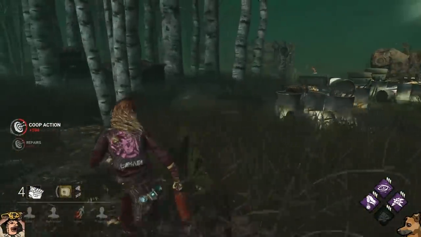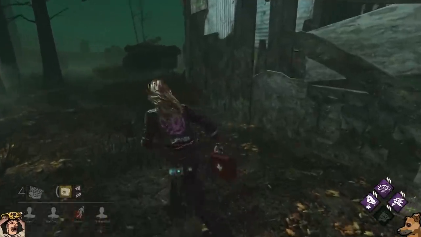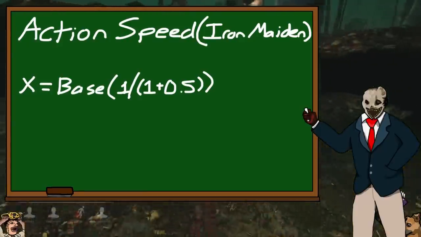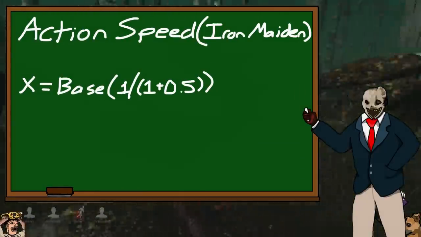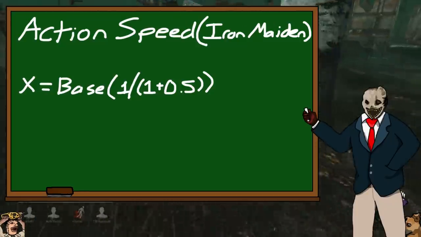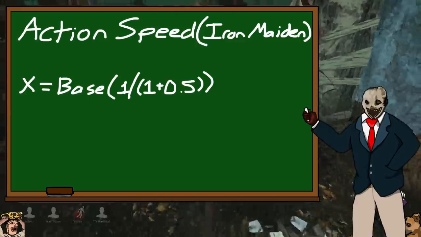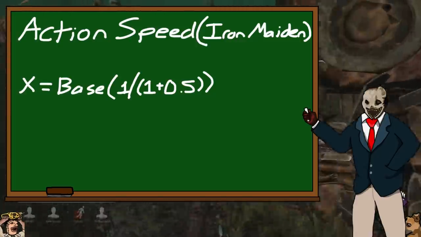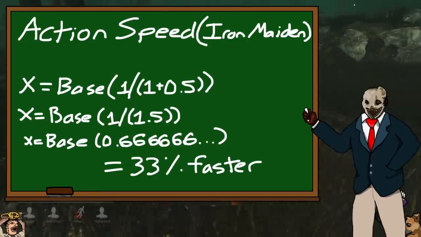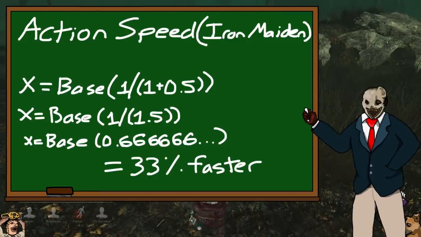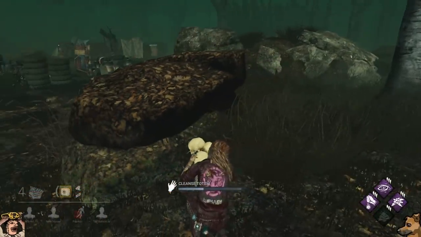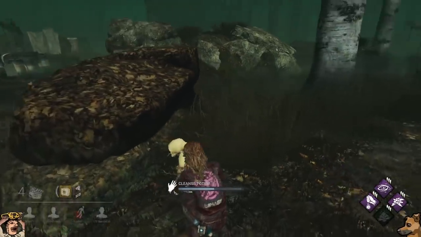So let's plug in the Iron Maiden action speed increase into our formula. When we plug in the 50% increase to speed into the formula, we get base time times parentheses 1 divided by parentheses 1 plus 0.5 parentheses. A lot of parentheses, I know. Which when we work it down, comes down to base time times 0.66 repeating, which ends up making it 33% faster. This is why when I say that action speed can be confusing, I'm not lying.